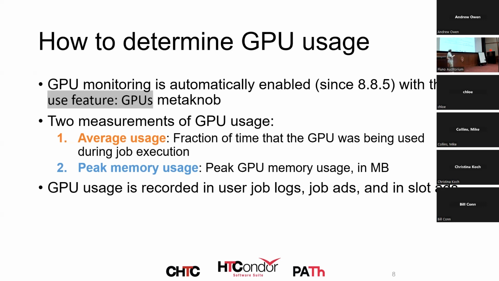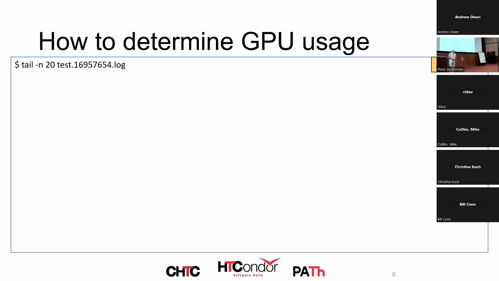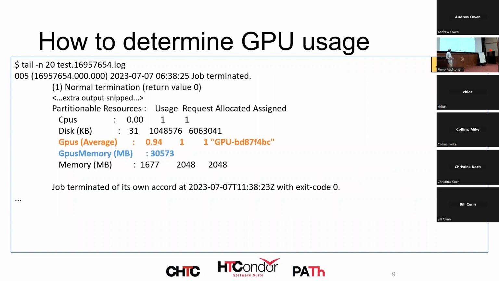And then the other one that we provide is peak memory usage. So you want to make sure that you get a GPU that's going to be able to cover the peak memory usage of your job. And this usage is recorded in the user job log, in the job ads, and in slot ads. So if I tail a job log file, you can see here, in addition to the usual suspects, we have GPUs average, which is the average usage that we talked about before. And it even gives you which GPU was allocated to the job. And then here it says GPUs memory, but be aware again that this is the peak usage.